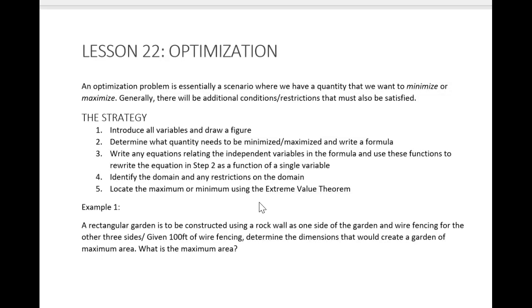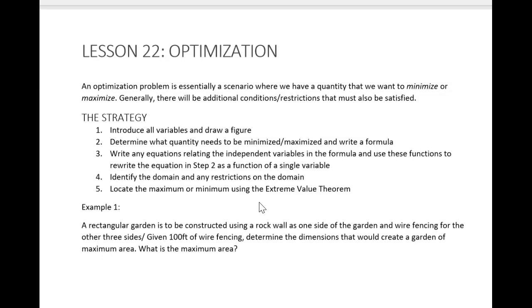So in the intro, we just want to understand that optimization is essentially a scenario where you have a quantity that you would like to minimize or maximize. In general, you're going to have conditions or restrictions on the values that this quantity can take, such as cost or size or dimensions, that kind of thing.